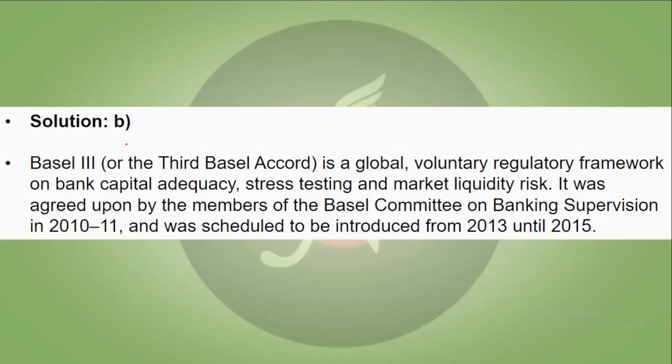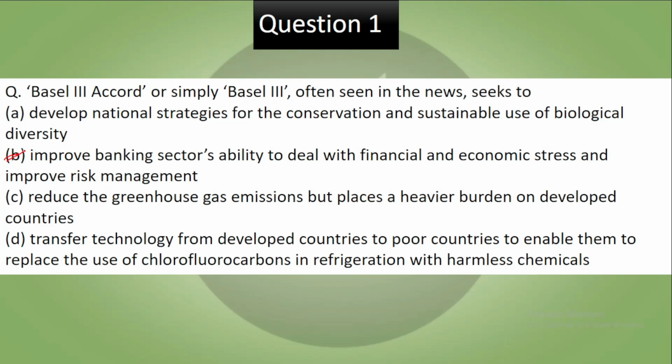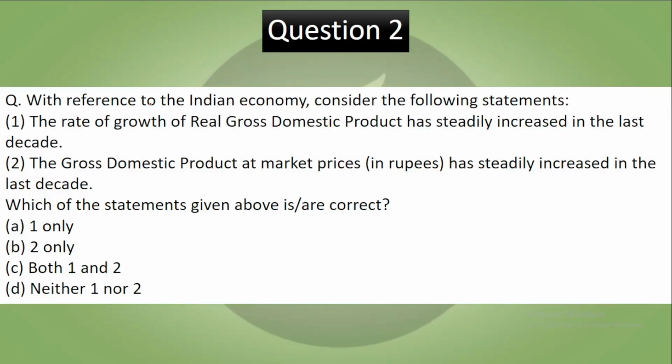The Basel III Accord is a global voluntary regulatory framework, and it tells a country to keep the capital to risk weighted ratio. So this is what it is. So it's your B.